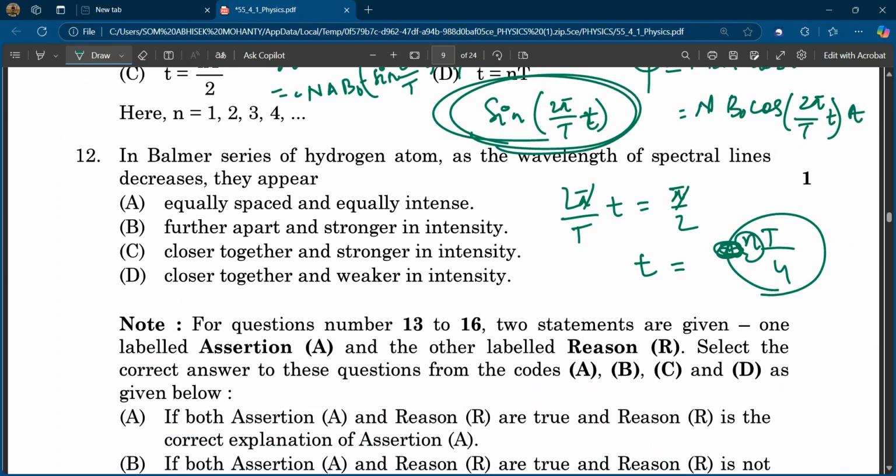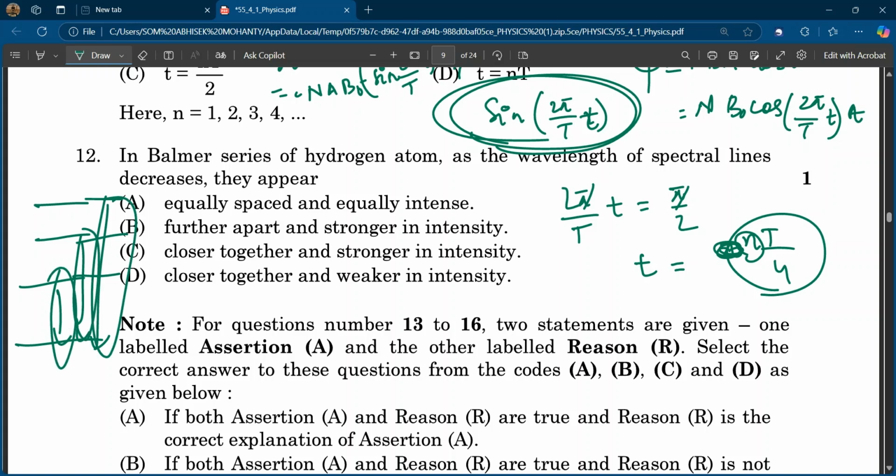Last question in this MCQ series. In Balmer series of hydrogen atom, as the wavelength of spectral lines decreases, they appear. These lines are energy lines actually. If wavelength is decreasing, that means energy is increasing. Options: equally spaced, further apart and stronger in intensity, closer up.